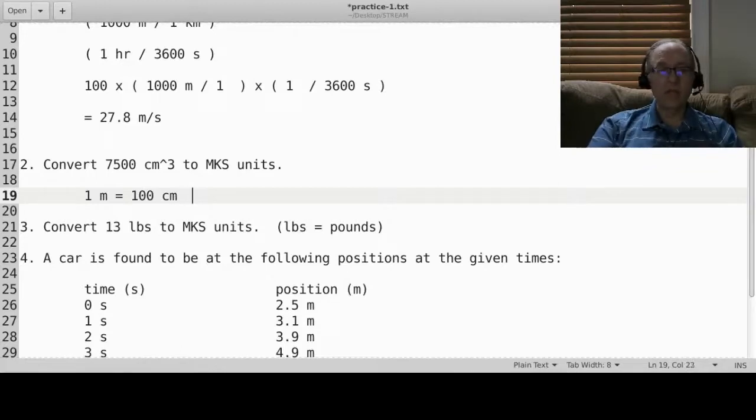By the way, you could also do this. I'm not going to do it here, but you might have seen this. You might say, well, 1 centimeter, what's that in meters? Well, that's 0.01, a hundredth of a meter. That's perfectly fine. The two are totally equivalent to one another.